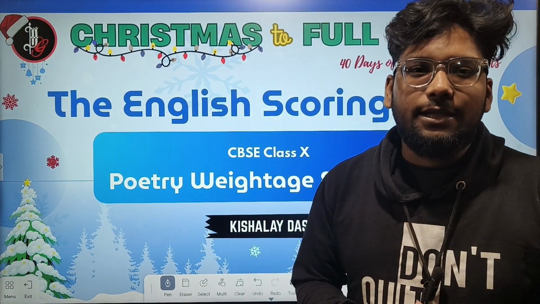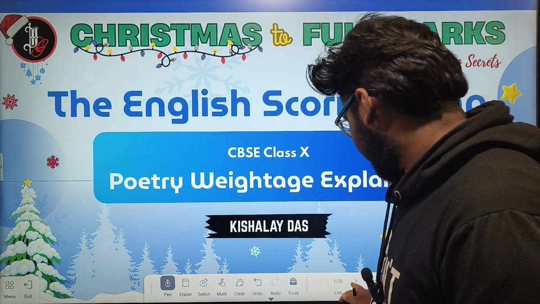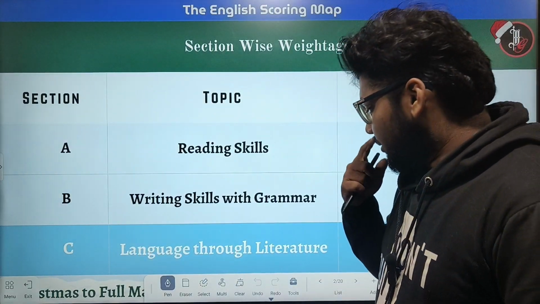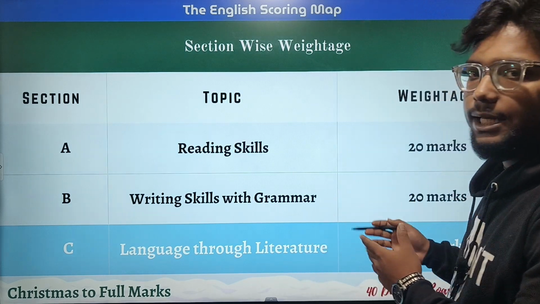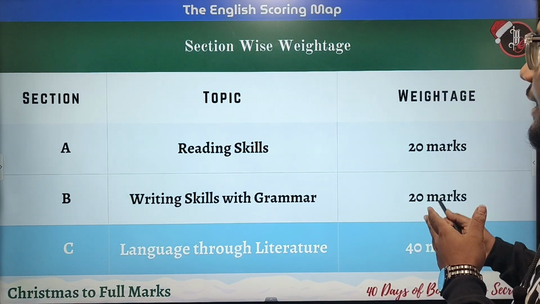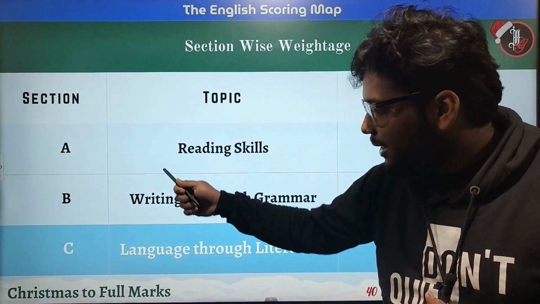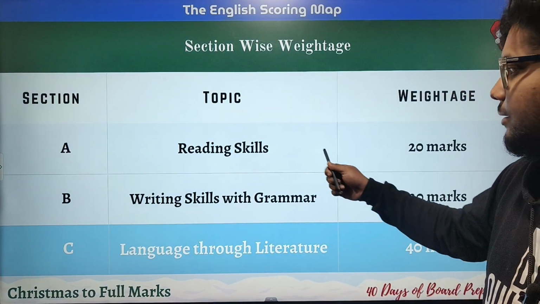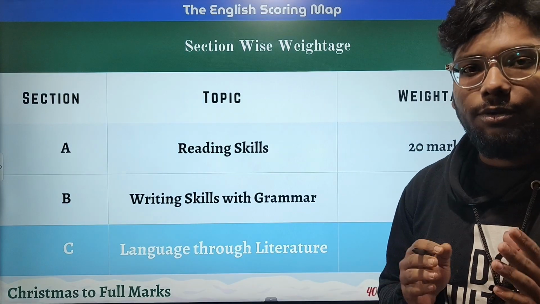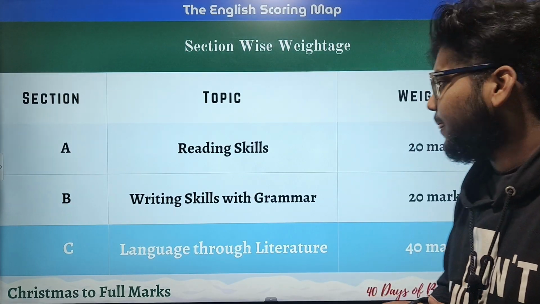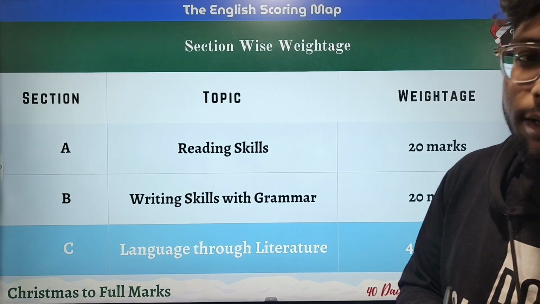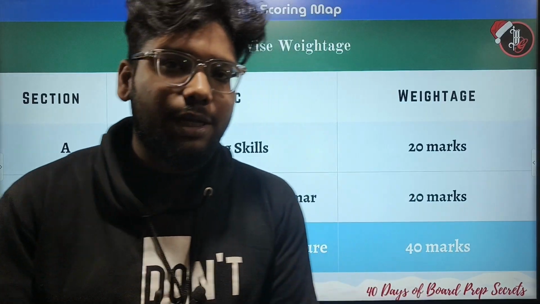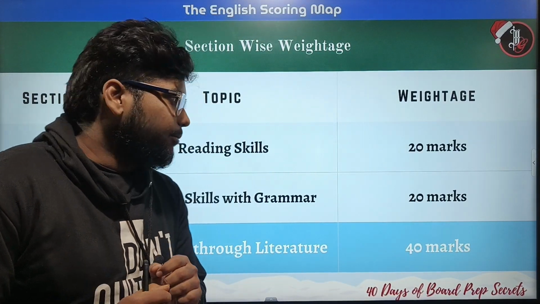So let's start. A gift of Christmas, boards में full marks. So this is our first section, which is section wise weightage. Here you can see section A, B and C along with the topics. That's reading skill. I hope you guys know what reading skills are. Your reading skills contain 20 marks. You have to be very prompt and very apt in reading in order to get 20 marks.